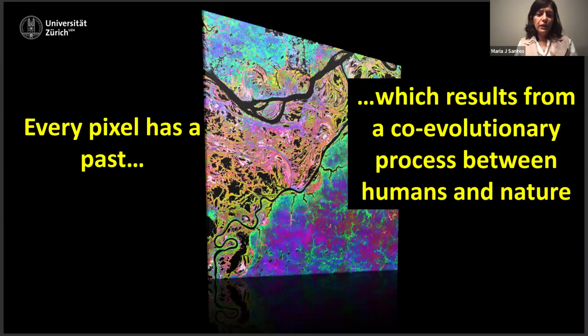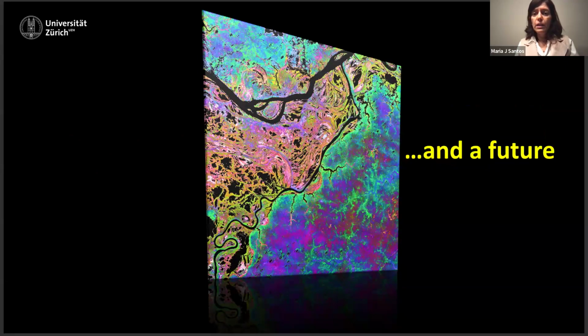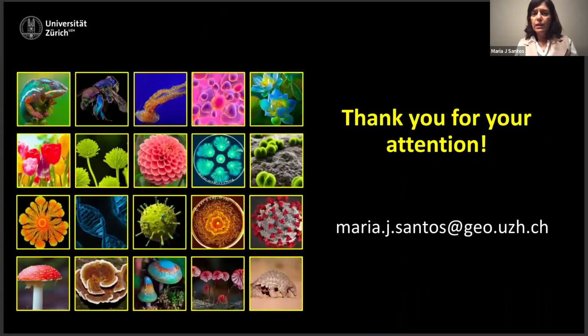So PANGEA is centered a lot on remote sensing data. And I would just like to make a point that for every pixel that we're mapping, there is a past associated with a co-evolutionary process, perhaps, between humans and nature. Next, please. And there is a future that we might want to predict. And I hope that in the previous minutes, I've shown you how a social ecological systems approach to tropical ecosystems might work. With that, next. Thank you very much for your attention.